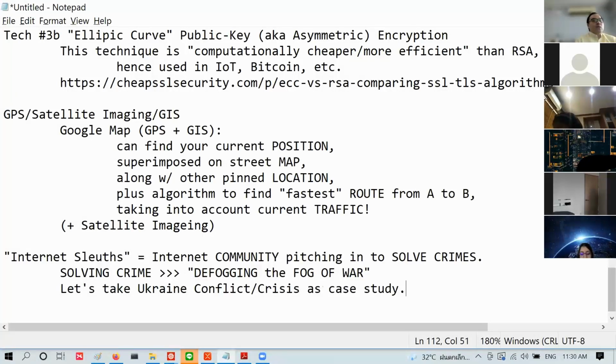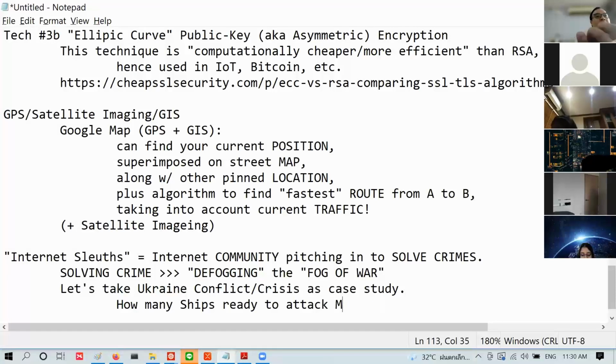So what's the fog of war? Fog of war is, let's say, how many ships are ready to attack Mariupol or Odessa? Or how many ships have been sunk? Or how many tanks have been hit with Javelin?